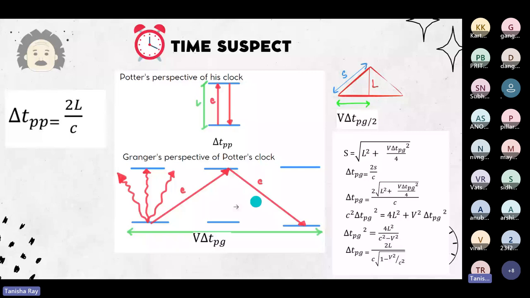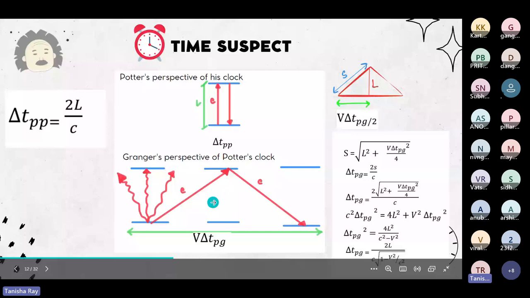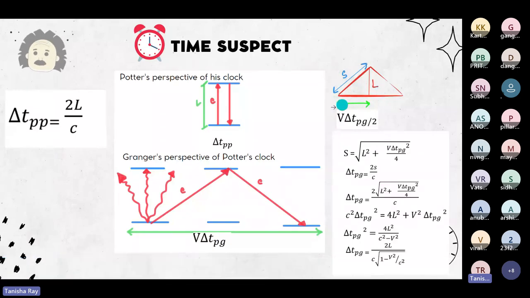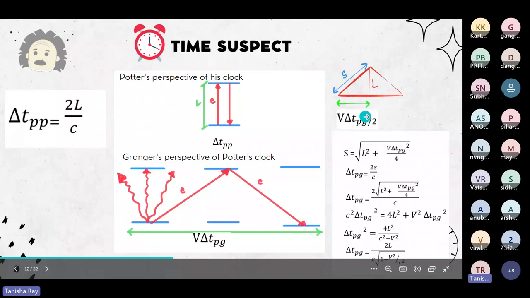So if the time for one tick in Granger's perspective is this delta t_PG, the time for one tick in Potter's clock with respect to Granger, then this is the time through which Potter has traveled with his velocity v. So the distance that he covers in this time is equal to v times this time interval. And if we take this triangle out of the diagram, this part is half of this entire distance. So this is just v times this time interval divided by 2.